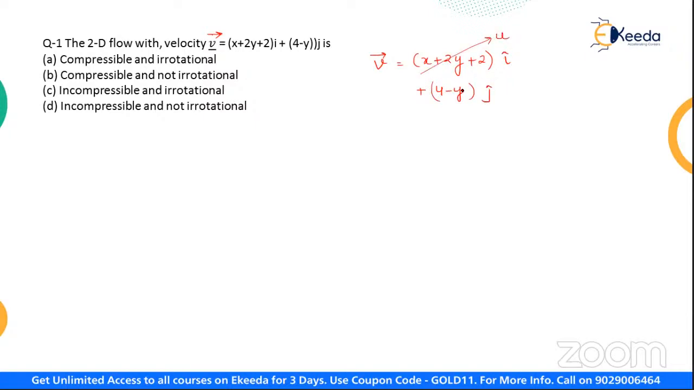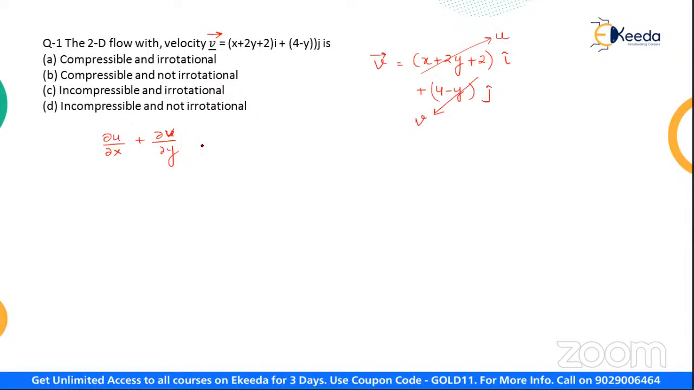Now this is known as the component of the velocity vector along the x-axis, while this is the component of the velocity vector along the y-axis. And this is known as the small v, not y. These are the two components of the velocity vector. Now for the compressibility or the incompressibility, we need to check the sum of del u by del x plus del v by del y.